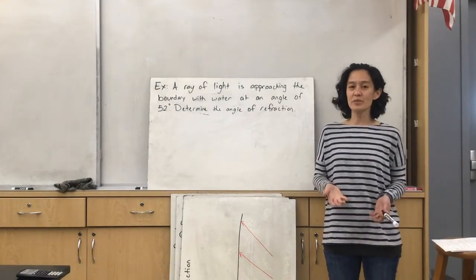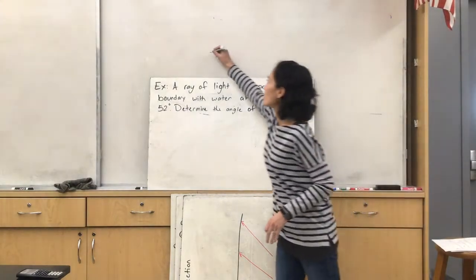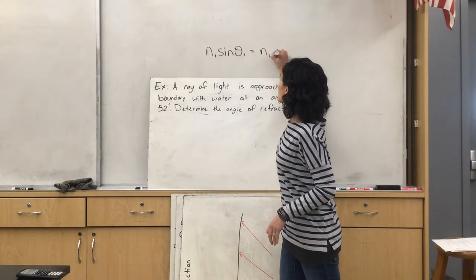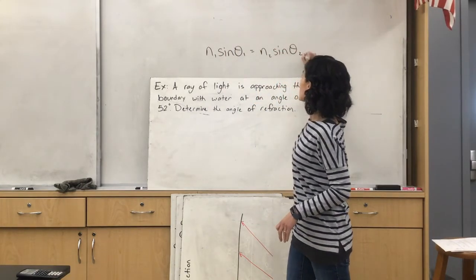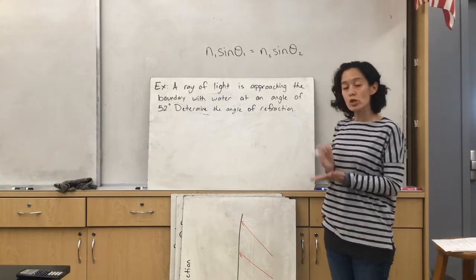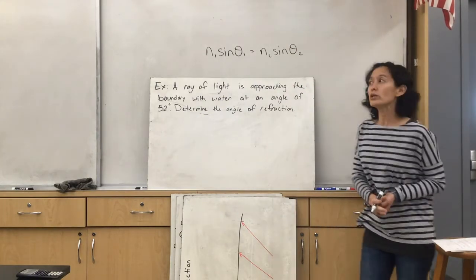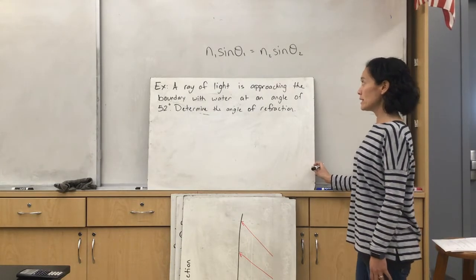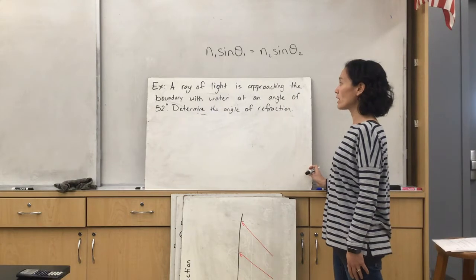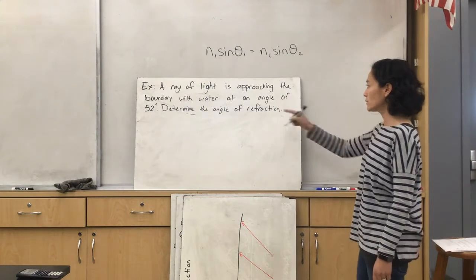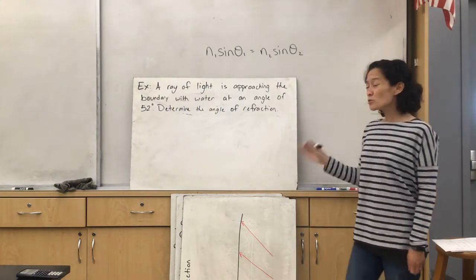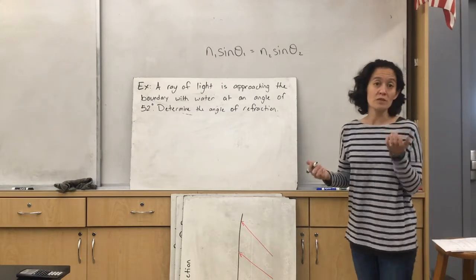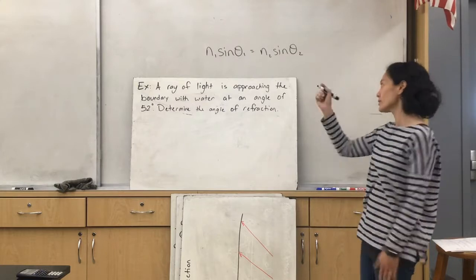Okay, so this is an example of using Snell's Law. Just a reminder, Snell's Law is n1 sine theta 1 equals n2 sine theta 2. And our angles are measured with respect to the normal, and when we are doing our calculations, we need to be in degree mode. So this says a ray of light is approaching the boundary with water at an angle of 52 degrees. Determine the angle of refraction. In this problem, it doesn't say what the initial medium is, and usually if it doesn't say, it's assumed that it's air, because air is all around us.